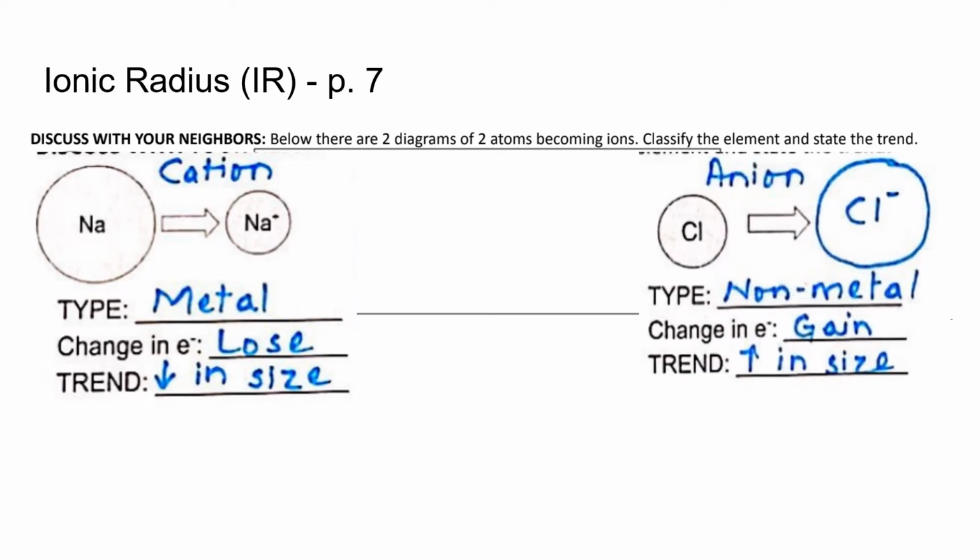Chlorine, on the other hand, is gaining one electron because right now it has seven valence electrons, so it's easier for chlorine to gain one electron and have a complete octet. Also, chlorine is a nonmetal, and nonmetals generally gain electrons. So the anion is going to be bigger, larger in size compared to the chlorine atom.